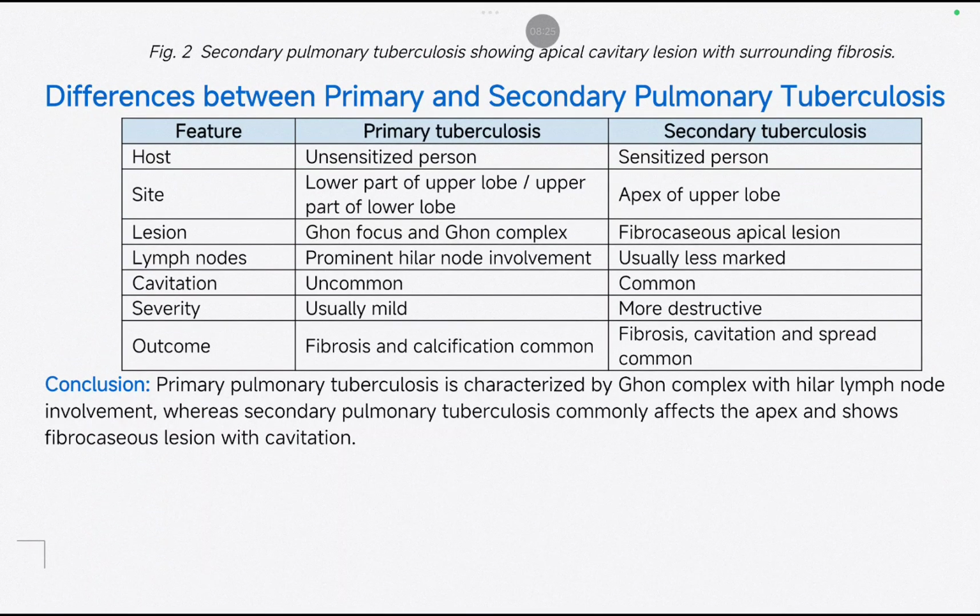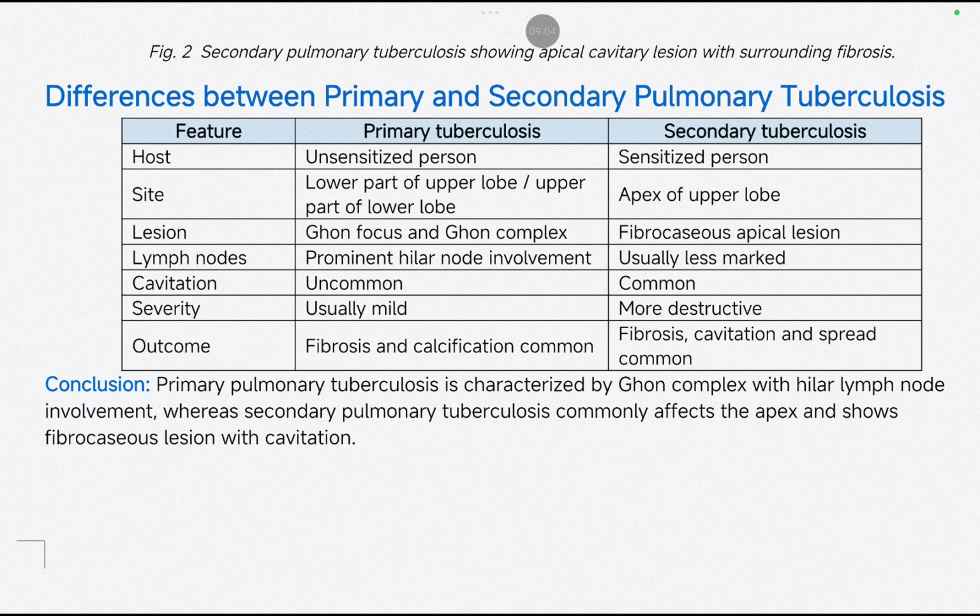What are the differences between primary and secondary tuberculosis? If this question comes as a long question, even if you exactly memorize what is given on the screen and write it in your exam, no matter how hard the examiner is marking, you will get good marks. If you have time, write the difference between primary and secondary tuberculosis. What is the main difference? The host in primary tuberculosis is an unsensitized person, exposed to mycobacterium for the first time, whereas in secondary tuberculosis, the person has already been exposed and has become sensitized.